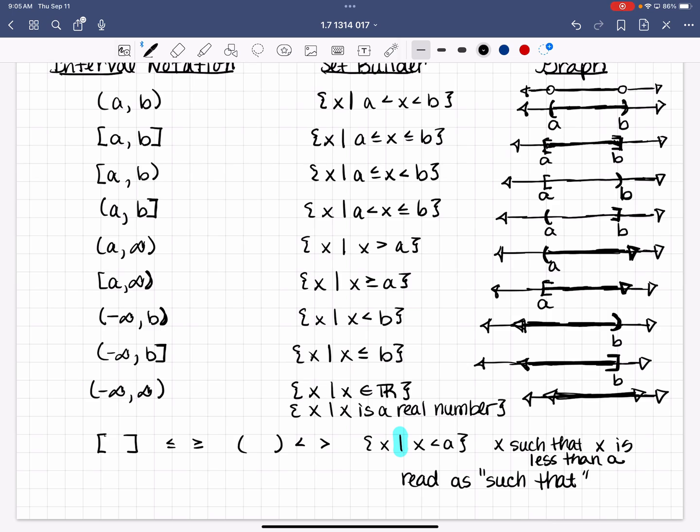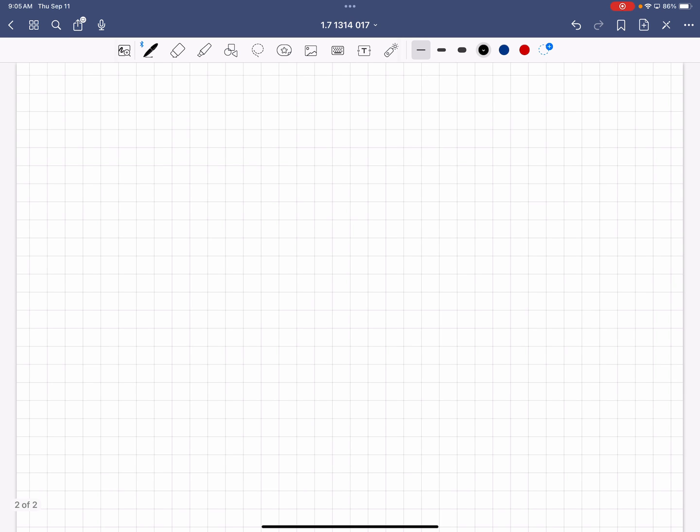All right, so let's make some sense out of that, because y'all were just very nice, compliant students that wrote down what I told you to write down. Okay? So example 1 says express each interval in set builder notation and graph.